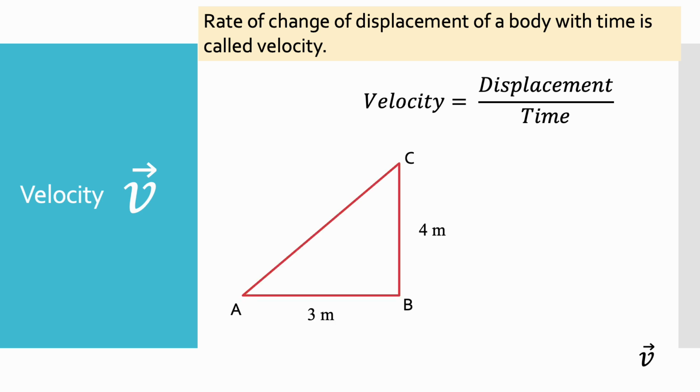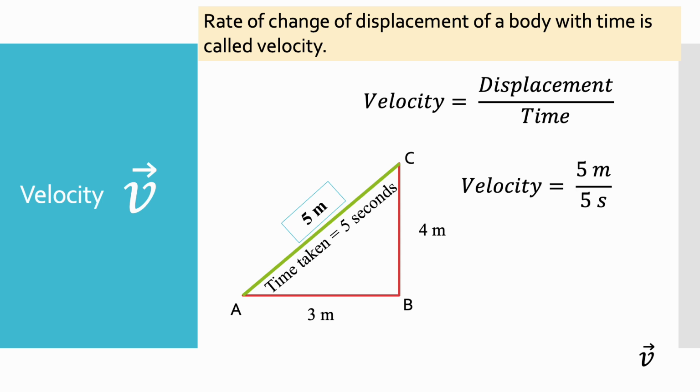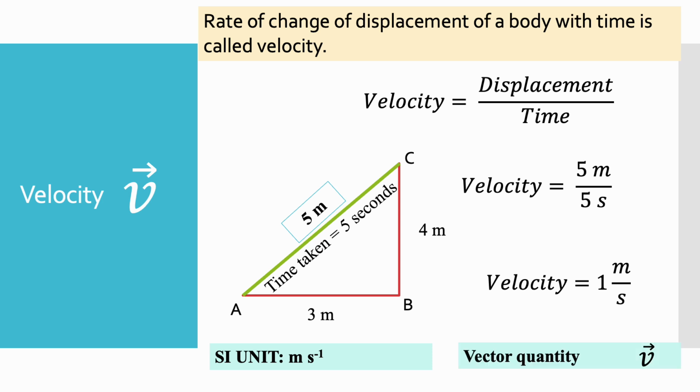If AB is 3 meters and BC is 4 meters, AC will be equal to 5 meters as per the Pythagorean theorem. AB square plus BC square is equal to AC square. So that's how we would get AC equal to 5 meters. Let's say an object traveled from A to C in 5 seconds. Then its velocity would be equal to 5 meters divided by 5 seconds, which will give us 1 meter per second. SI unit of velocity is meter per second and it's a vector quantity.